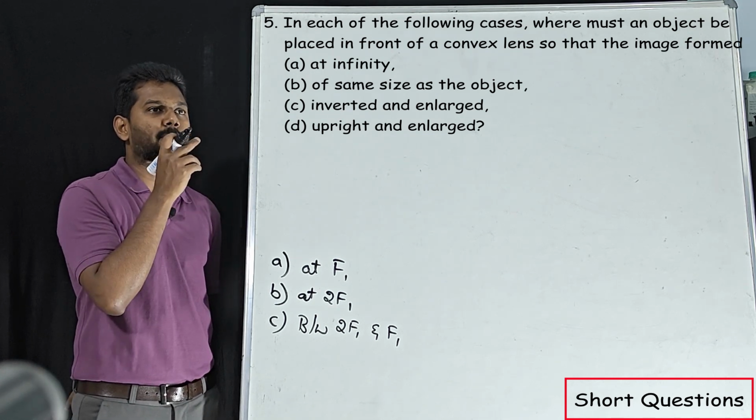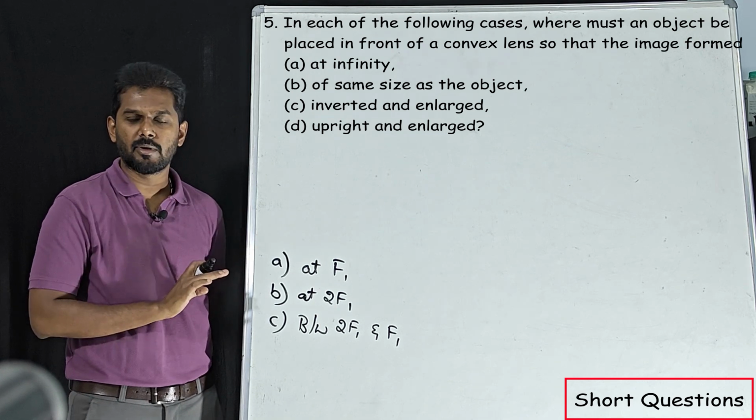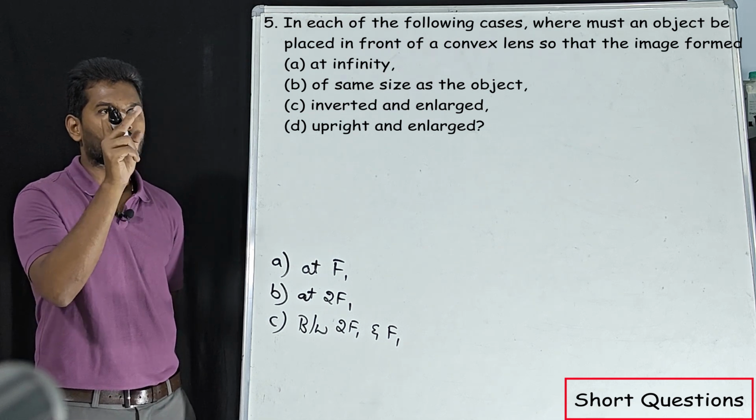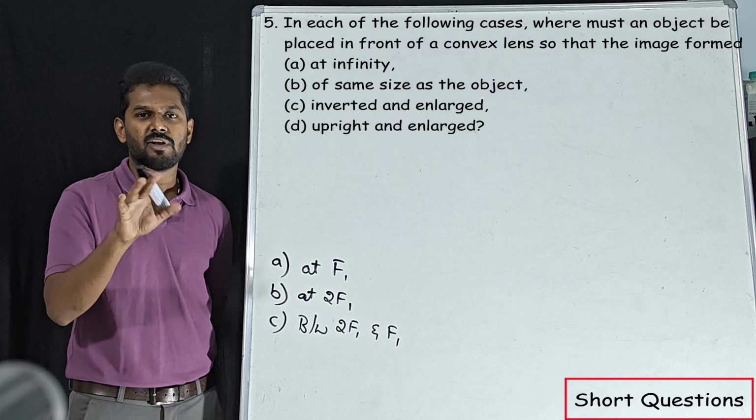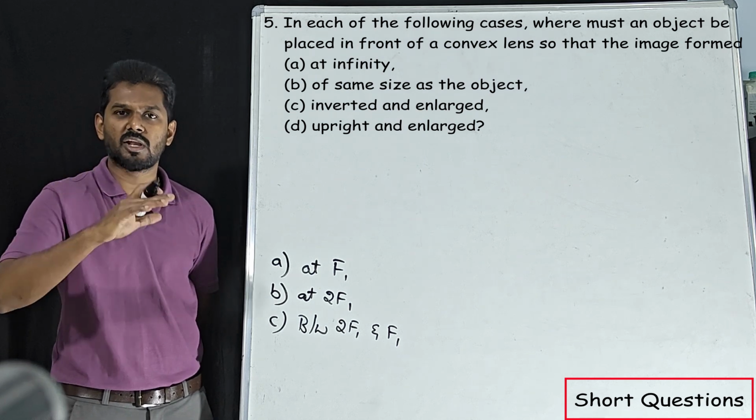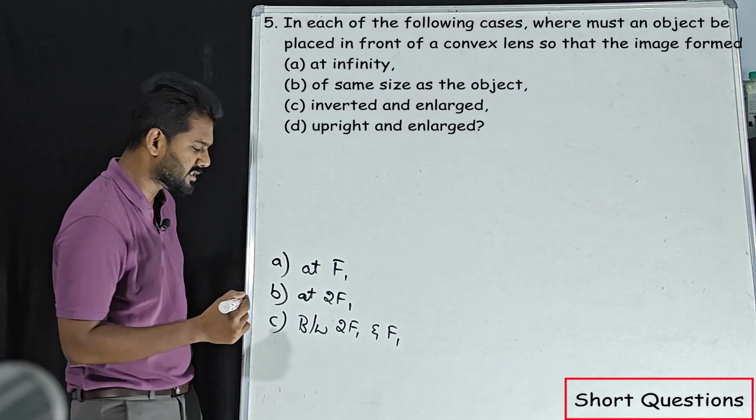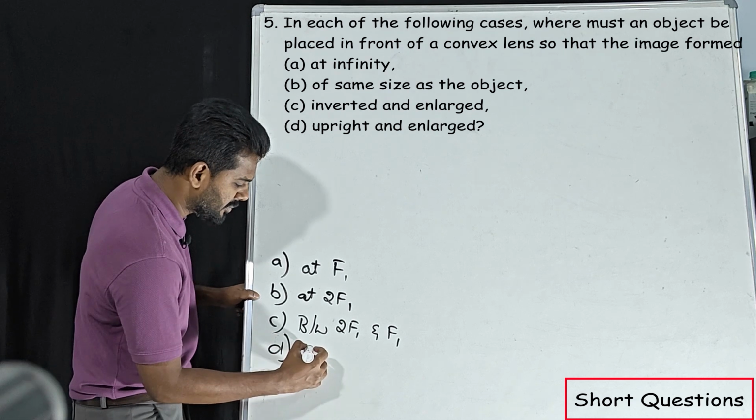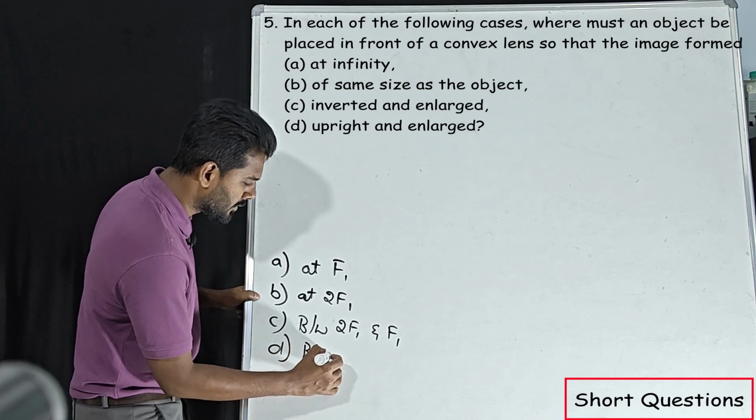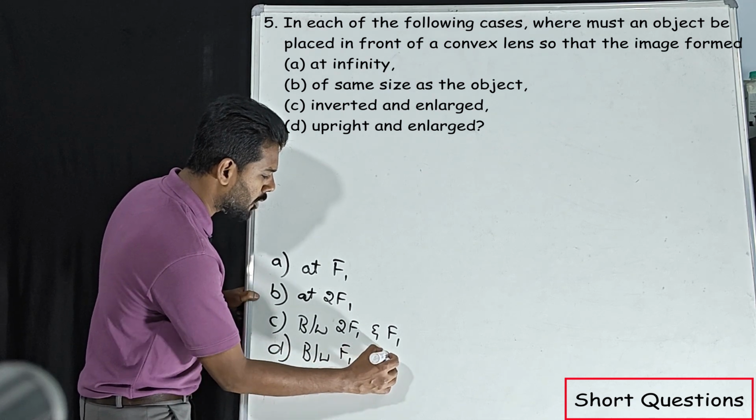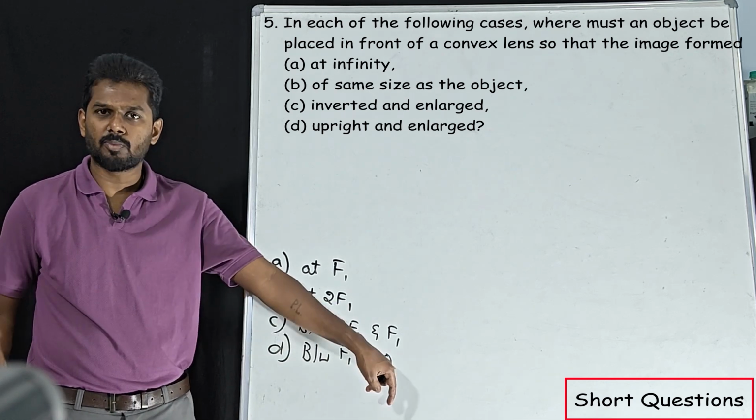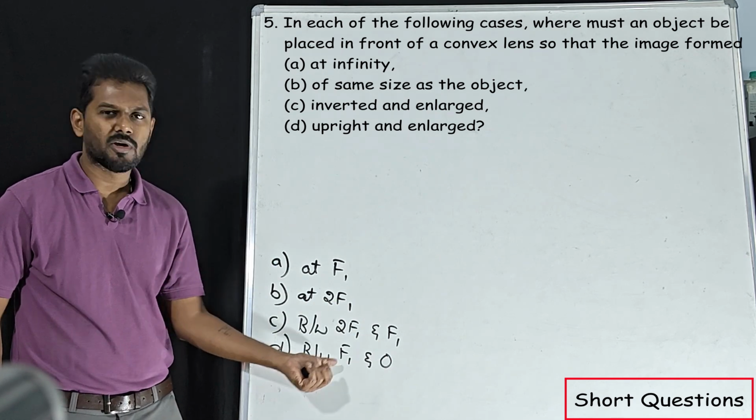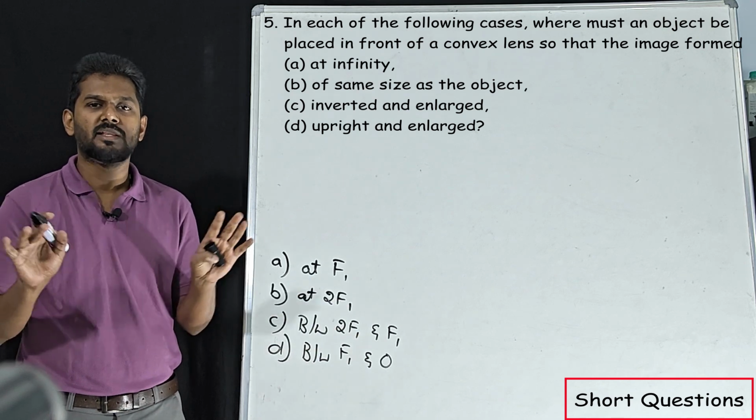Next, upright and enlarged, it's clearly mentioned it is convex. If you want to get upright, meaning erect image, if it is erect, definitely it is virtual. If you want to get a virtual and erect image in a convex lens, obviously it has to be placed between F1 and optic center. In the full form you have to write F1 and optic center, or you can write it as focus and optic center. Anything is fine.